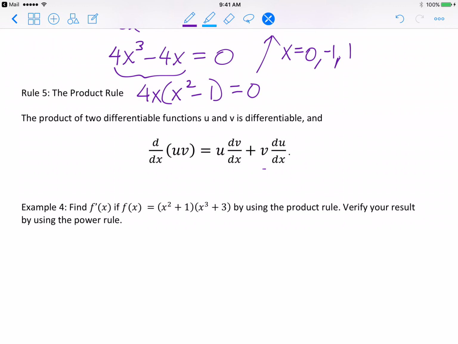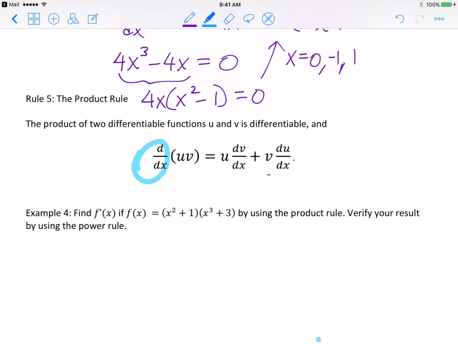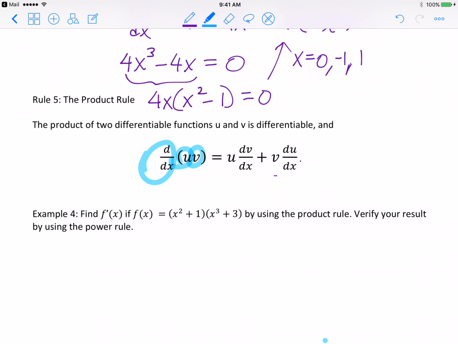Okay, here we have our second to last rule for differentiation from lesson 3.3. This is called the product rule. You're finding the derivative of a product of something that could be considered two separate functions. And here is the rule for it.